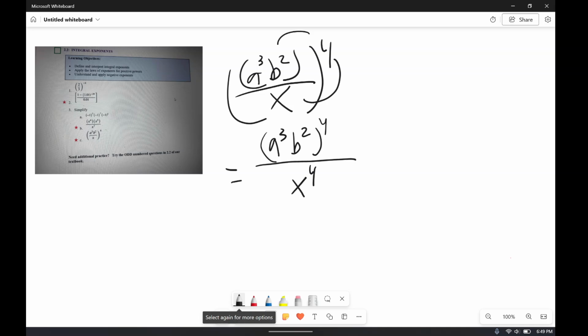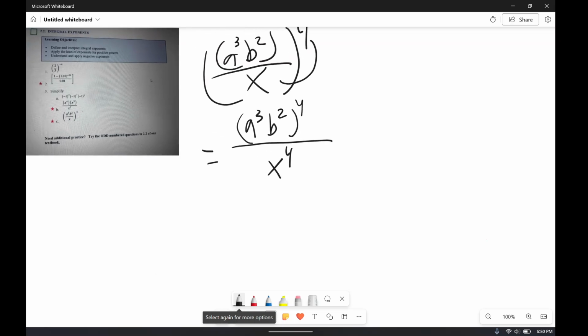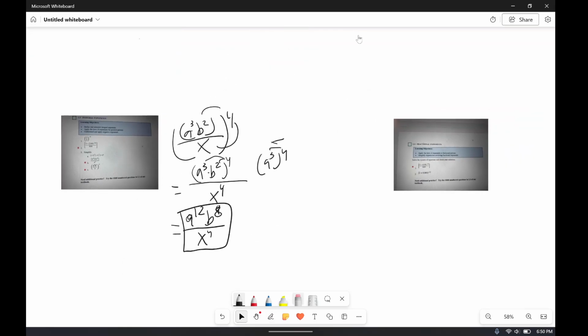So the bottom is done, but we have the top. Whenever we have multiplication, just like with fractions, whenever it's two functions being multiplied, you can distribute the 4 into each of the functions being multiplied. So this would be a cubed, 4 times 3. If you're doing a power to a power, it's just this times that, so this would just be a to the 12th power. This would be b to the 8th power, and then this would be over x to the 4th, and then this is the answer. So that's the first part.